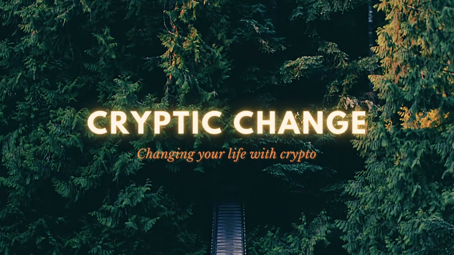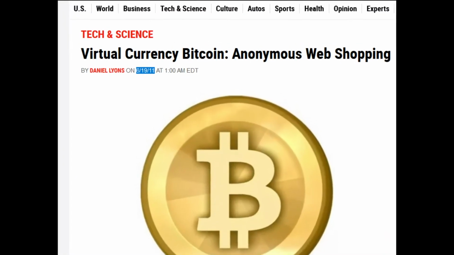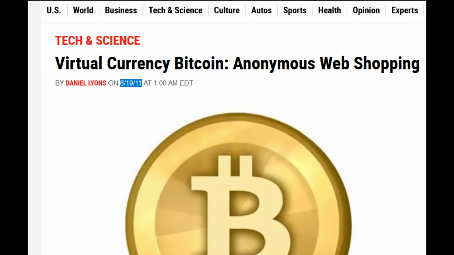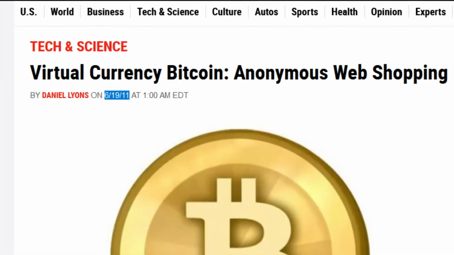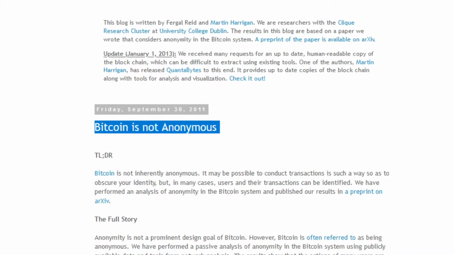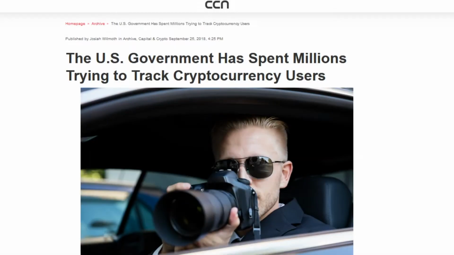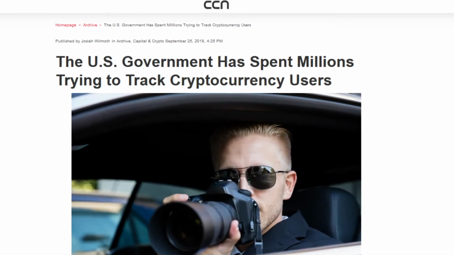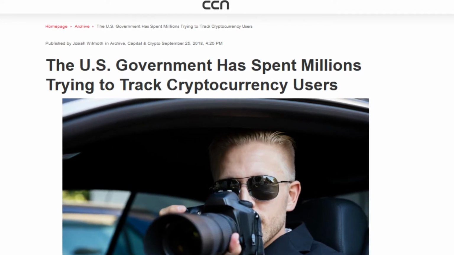In the early days of Bitcoin, it was being hailed as an anonymous currency that quickly became popular for use in illicit activities like buying drugs on the dark web. But a lot has happened since then, and these days it's common knowledge that Bitcoin is not at all anonymous, and several governments now employ a whole range of tactics to be able to trace transactions and funds.